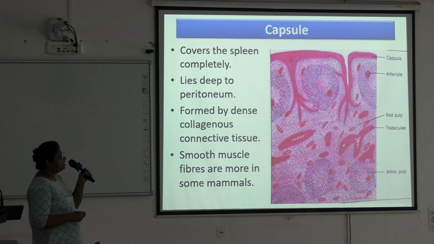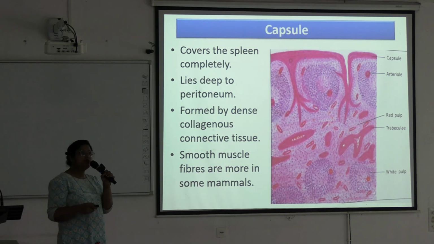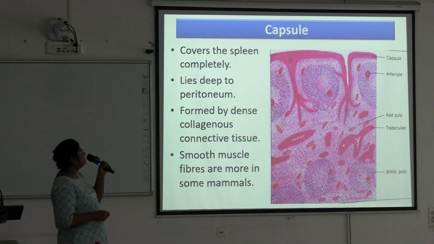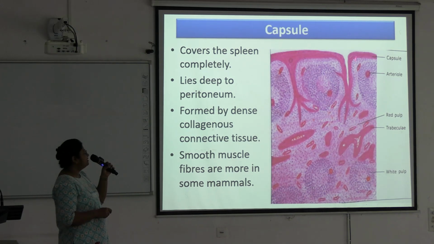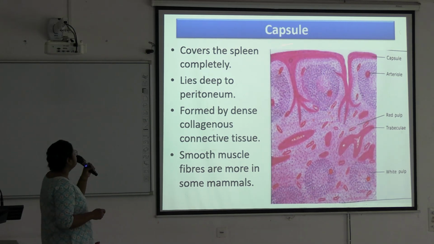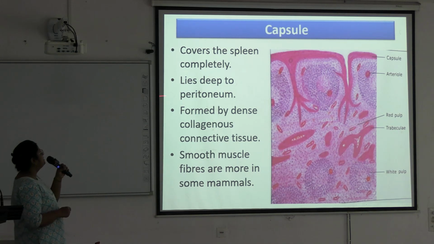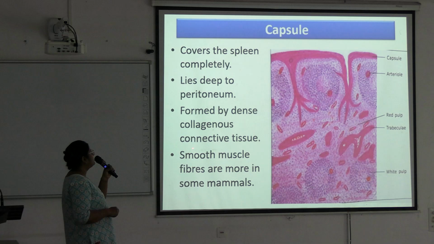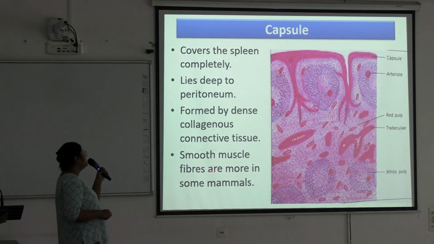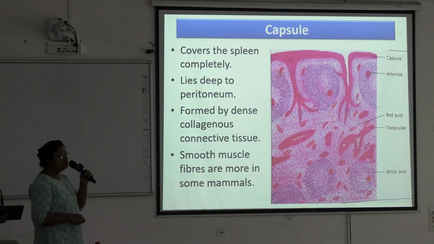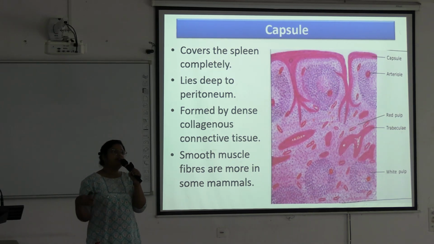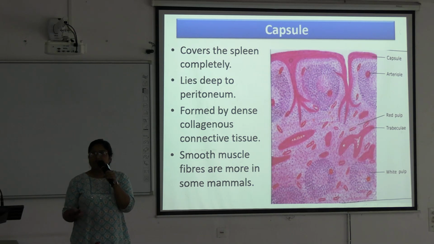Next we go to the capsule. Just beneath the fibroelastic coat there is the capsule of the spleen. This pink outermost layer is the capsule, and from the capsule arise the trabeculae. The capsule covers the spleen completely, lies deep to the peritoneum, and is formed by dense collagenous connective tissue. Smooth muscle fibers are more abundant in the capsule in some mammals. It helps in contraction of the spleen and release of blood from the spleen.